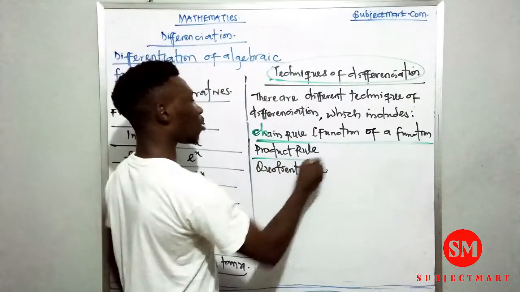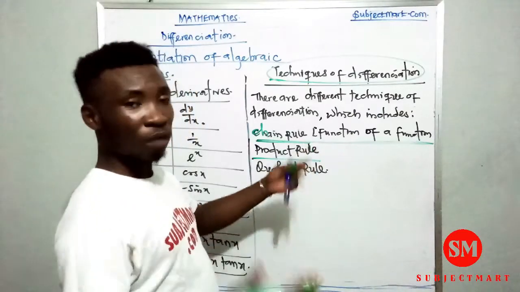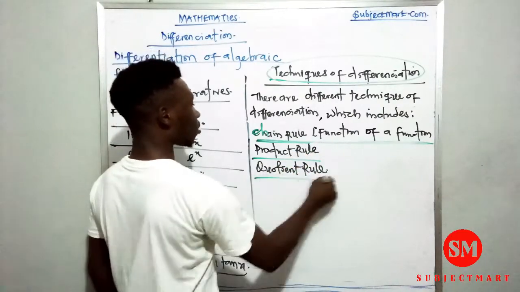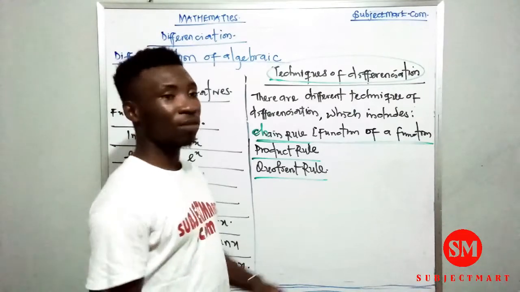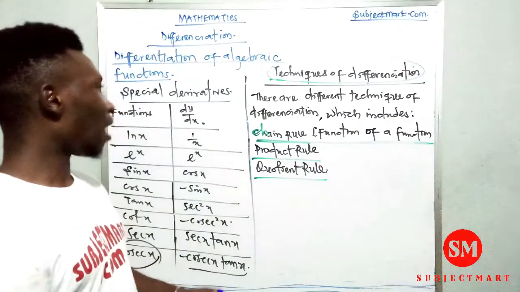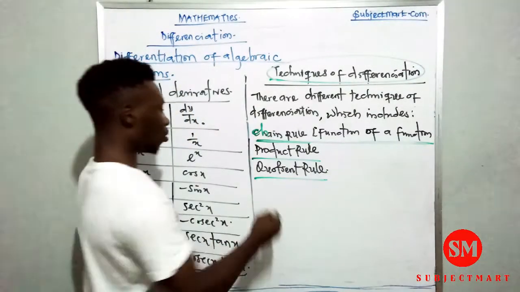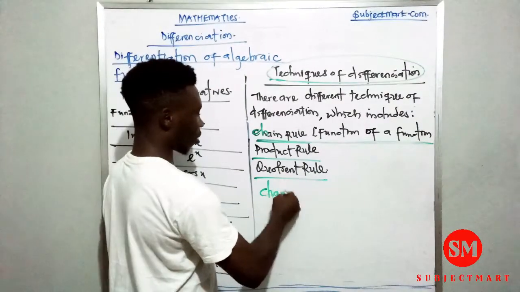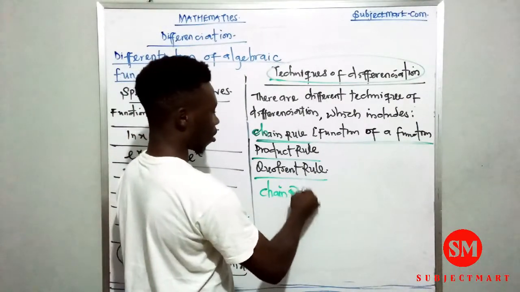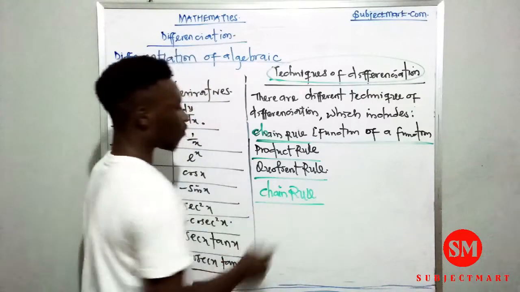We have the product rule, where you have the product of two different functions. I will also have the quotient rule, where you have the division of two different functions. Now, kicking off with the chain rule.